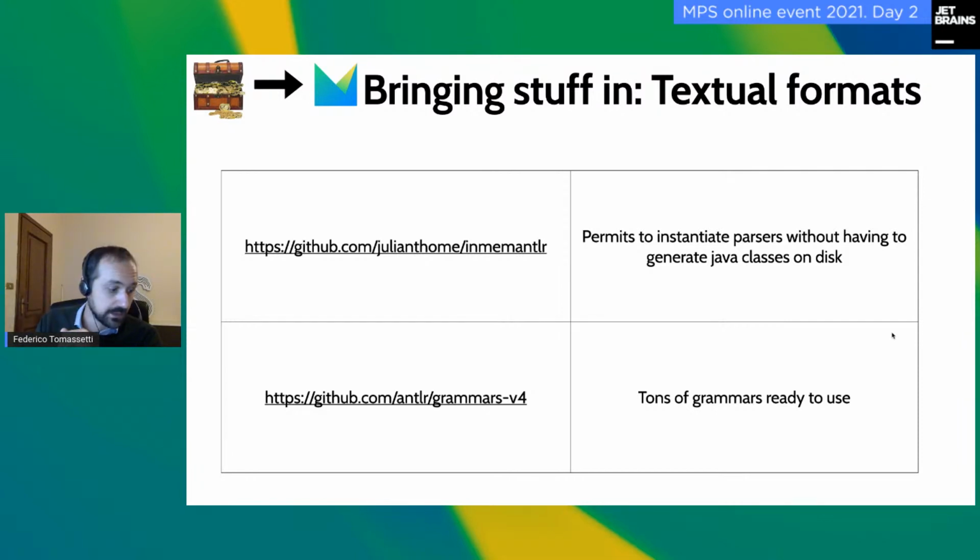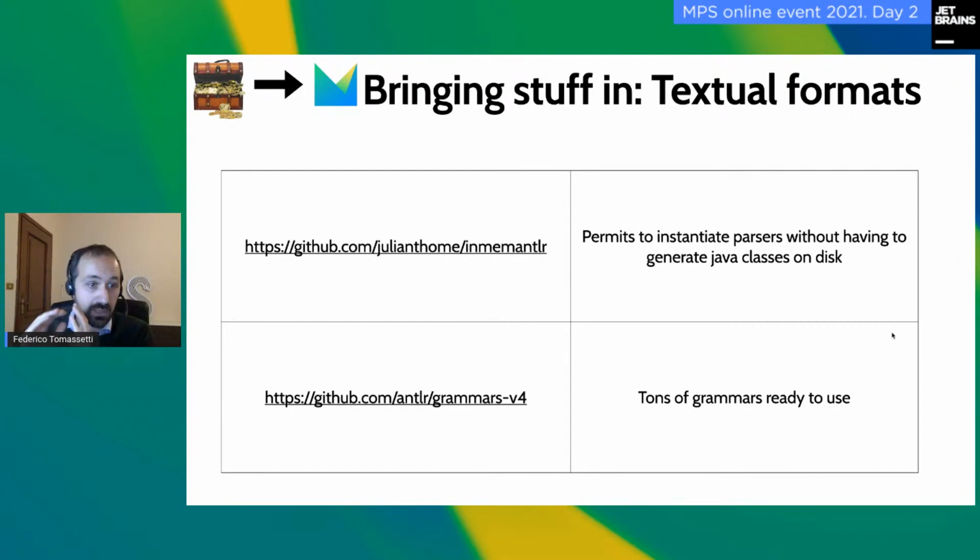You need to instantiate the class. At this point, you can run your parser with some input and obtain a parse tree. This is a complicated build chain. You can instead use InMemAntlr and basically do all of this in memory: run the grammar, generate the Java source file in memory, compile it in memory, instantiate it immediately and use it.